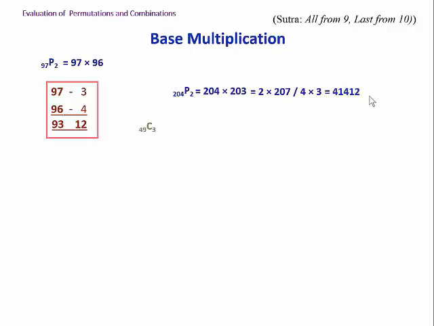If we had a combination, 49c3, we know that that means three numbers from 49 downwards multiplied together, divided by 3 factorial, 3 times 2 times 1.